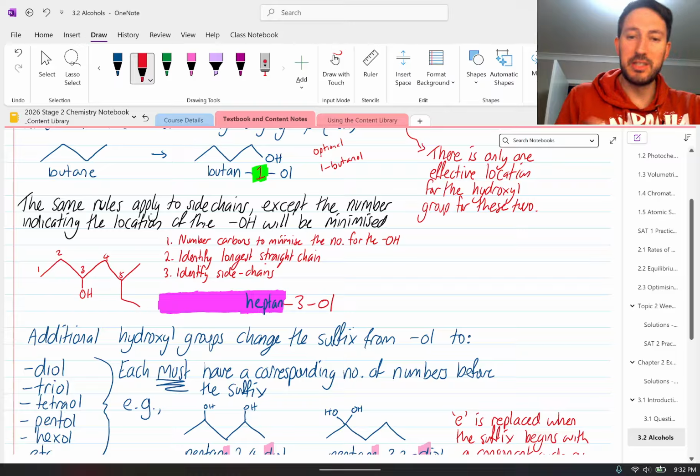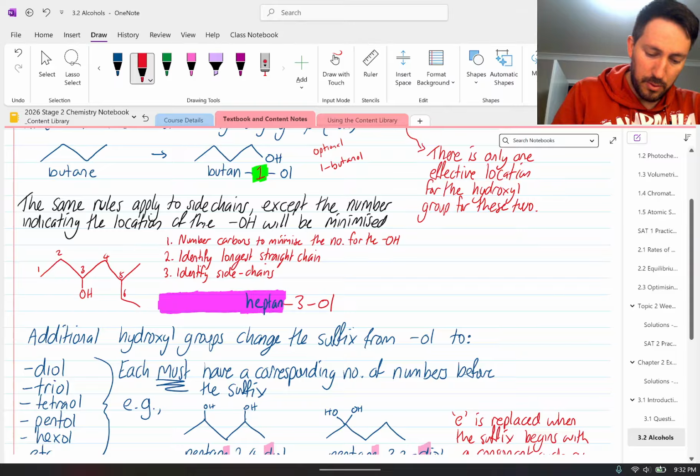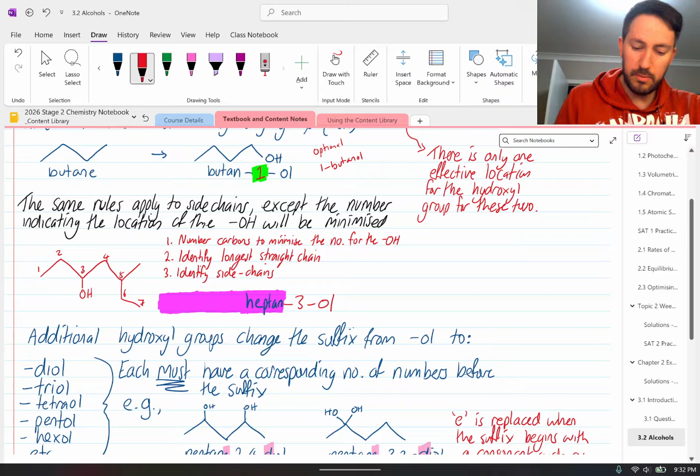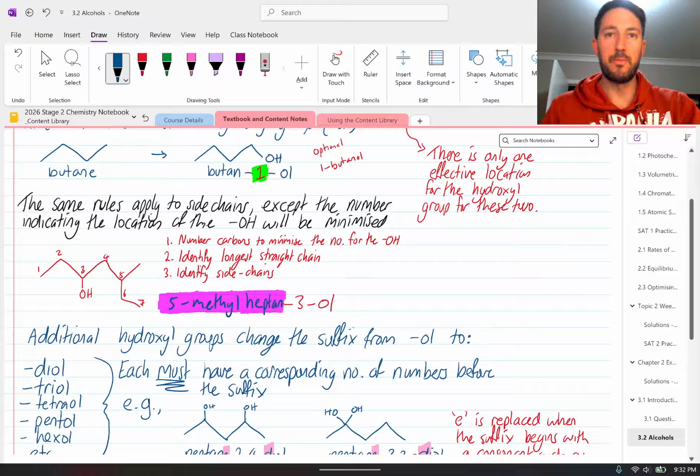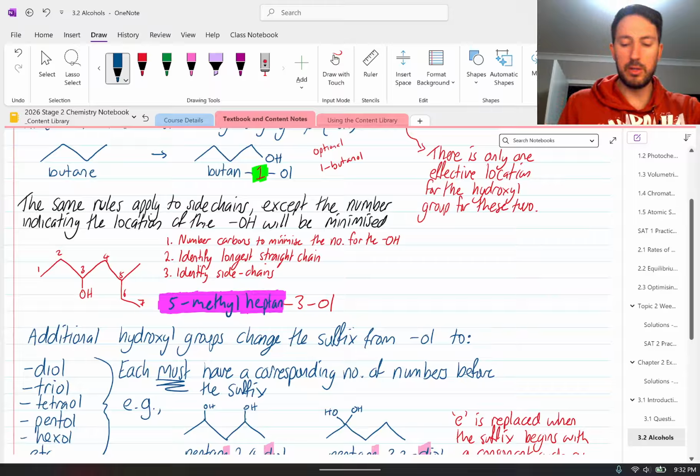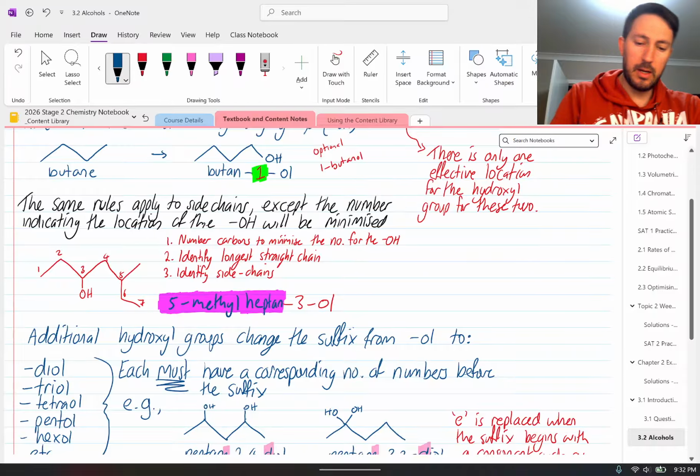This is what happens when I can't just erase what I've written, just so I can save myself time and not have to redo that highlighting. Okay, so we have heptan-3-ol, and we have a methyl group on carbon number 5, so it will be 5-methylheptan-3-ol. So it looks pretty complicated, but once you break it up into little chunks, hopefully it makes a bit more sense. Okay, let's continue.